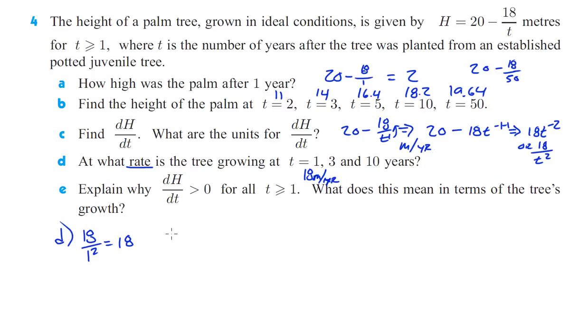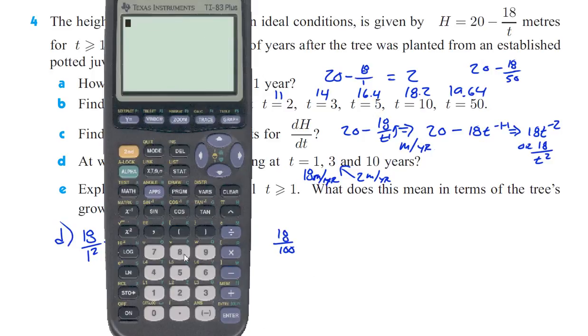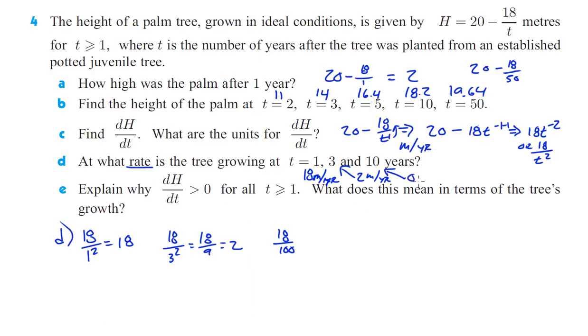And then for the next one, we've got 18 over 3 squared. So that's 18 over 9, which is just 2. So at 3 years, it's growing at 2 meters per year. So again, slowing down significantly. And then at 10, so we've got 18 over 100. 18 divided by 100 gives us 0.18 meters per year. So again, it's growing pretty slow. So it grows really fast at the beginning, and then it slows down pretty fast after that.